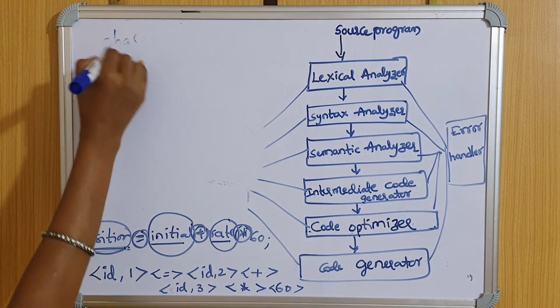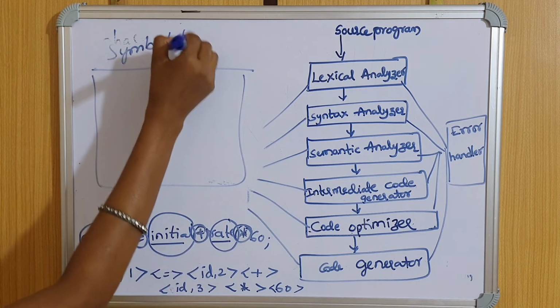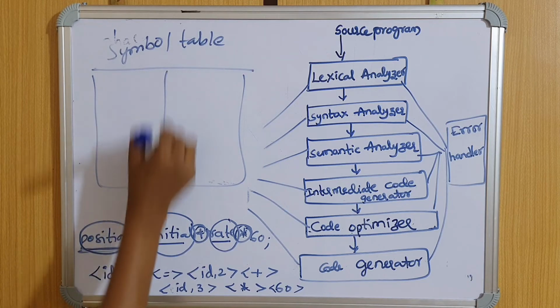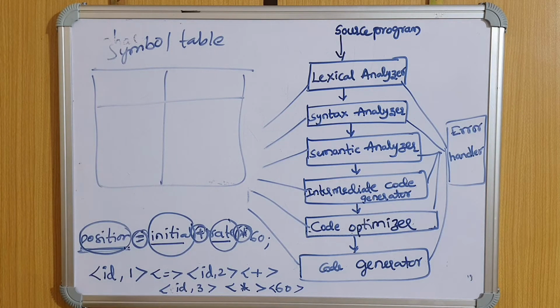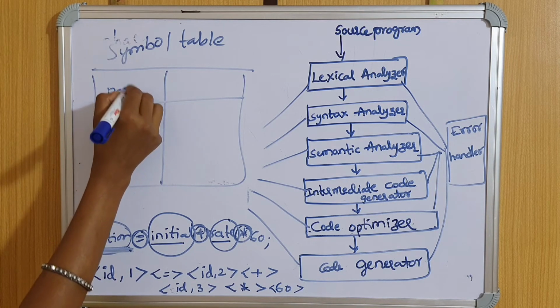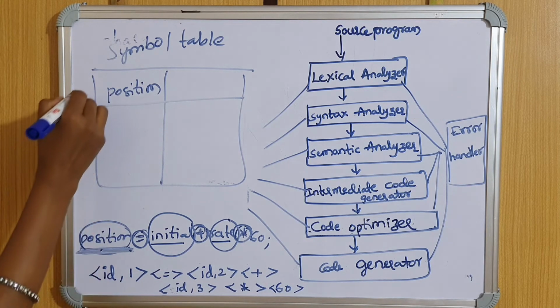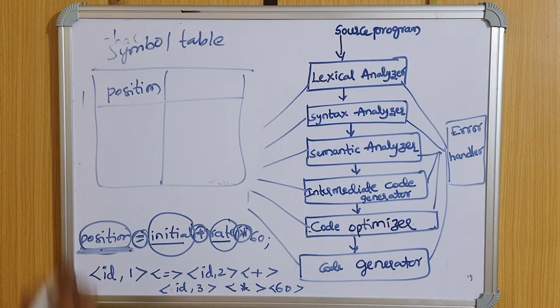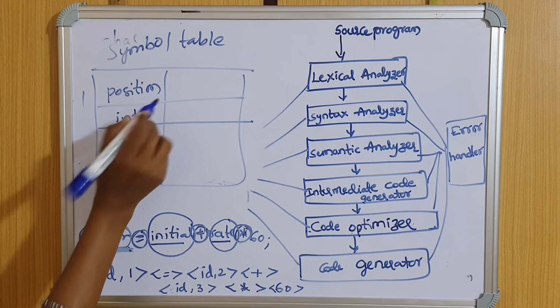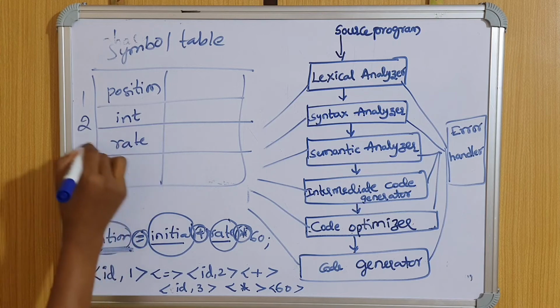If you consider the symbol table, how will the lexical analyzer store the values? For example here, what is the first attribute? Position. First identifier, what is the value of position here? 1. Clear? And the next one, what is the next identifier? Initial, second identifier, and the next third one is rate.